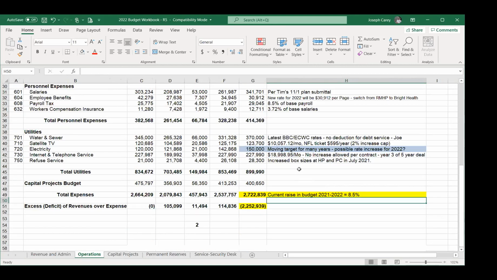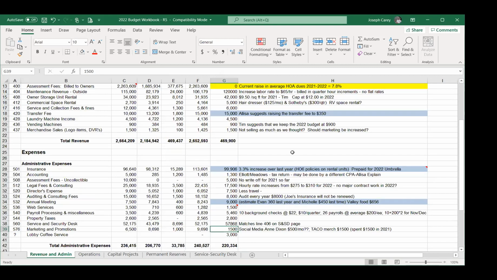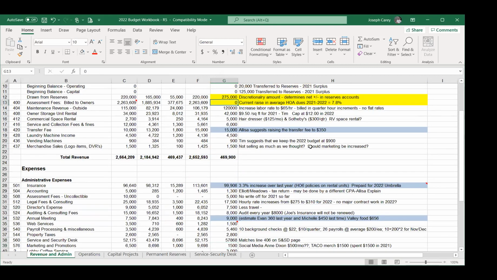So anyway, after what we just did, this number, which is what it will take, is 2,252,939, which is what it'll take in this cell to balance the budget.